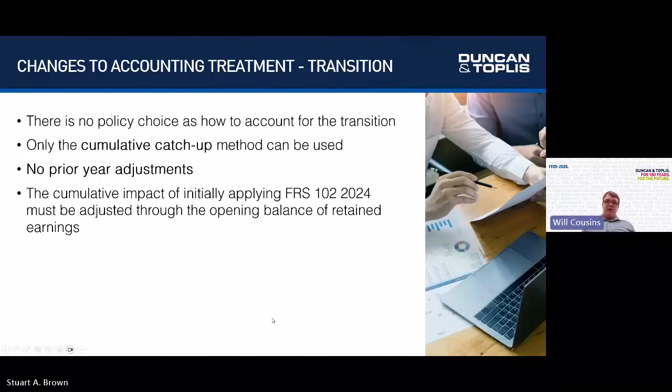So in terms of transition, as Stuart mentioned, it is substantially different to revenue. The difference is that with the leases, there is no choice on how to account for the transition. They must be accounted for on the cumulative catch-up method, which Stuart touched on with the revenue, but that means there are no prior year adjustments. We would not be adjusting the comparatives at all. The cumulative impact of initially recognising the assets and leases would all be recognised through the opening balance of retained earnings in the year that the change takes effect.